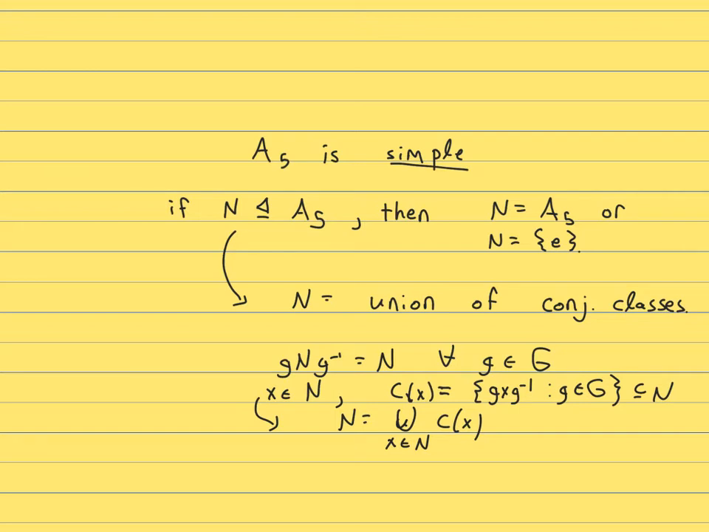So one advantage of determining the conjugacy classes of a group is that you can use it to determine the normal subgroups. Given all the conjugacy classes, you just look at unions of conjugacy classes and figure out which ones are actually closed under multiplication and inversion. Those are the ones that are going to be subgroups.